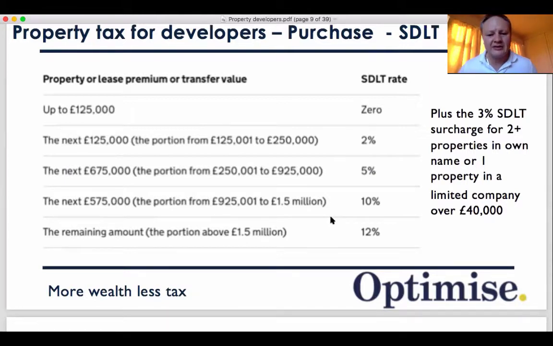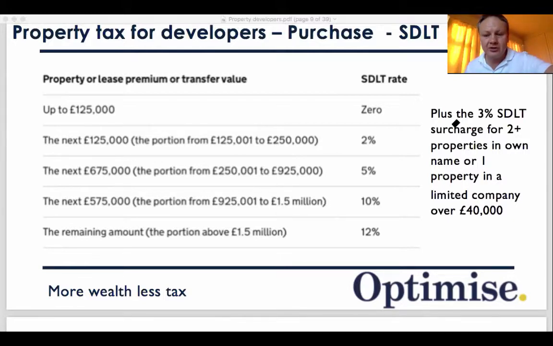But these are the typical rates that you will see for stamp duty if you are buying a residential property. And on the right-hand side, you should also see that I've put on here the 3% surcharge as well. This is an additional charge for anyone that has more than one residential property in their own name, or indeed, if you are looking to buy a property in a limited company, you also pay the 3% surcharge.